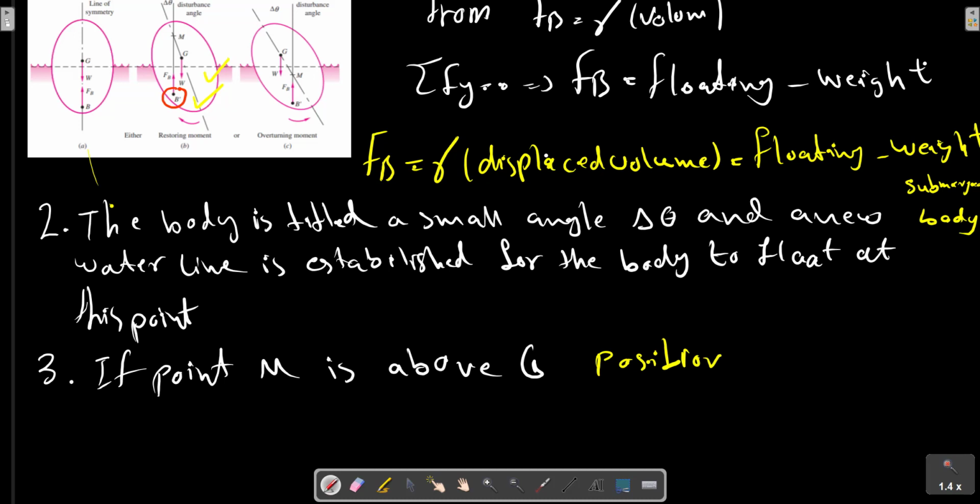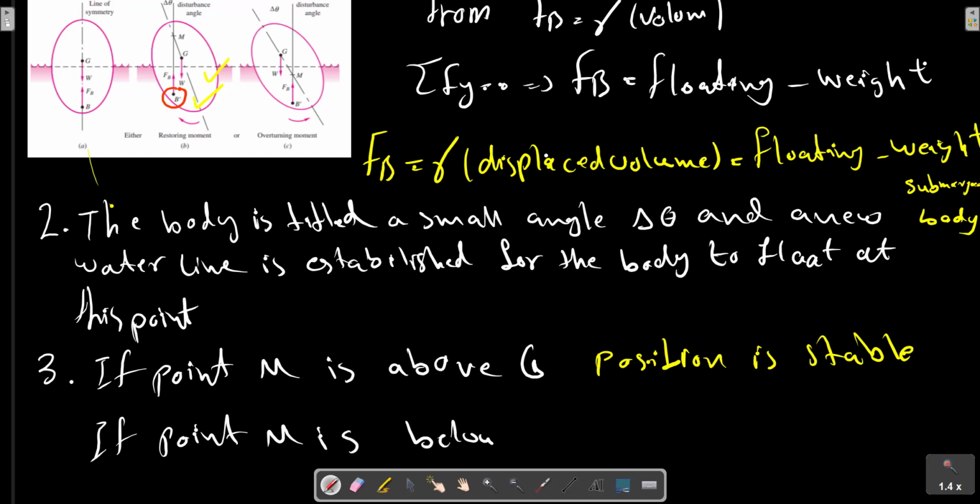Position is stable. And if point M is below G, the position is unstable.